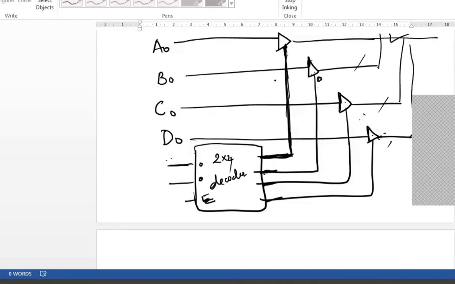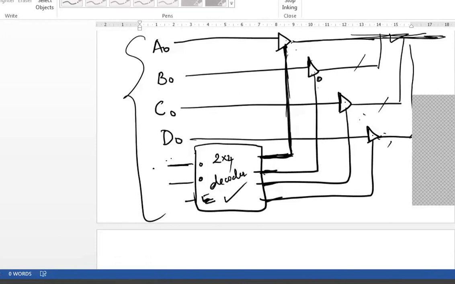Did you understand how we are using this tri-state buffer? So what would happen? A0 would be transferred to my bus line. Then similarly, you will repeat this particular block for the remaining bits. So you'll need 4 2 cross 4 decoders; you'll need as many decoders as you have registers. Did you understand? This is how we can use the tri-state buffer for designing our common bus system for different registers.